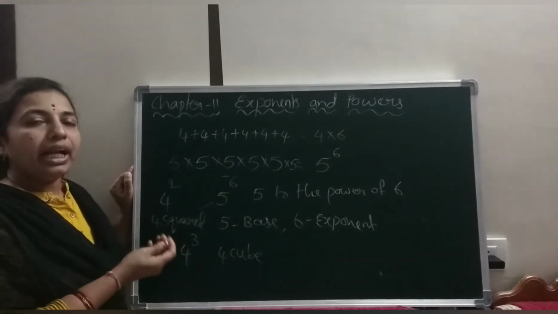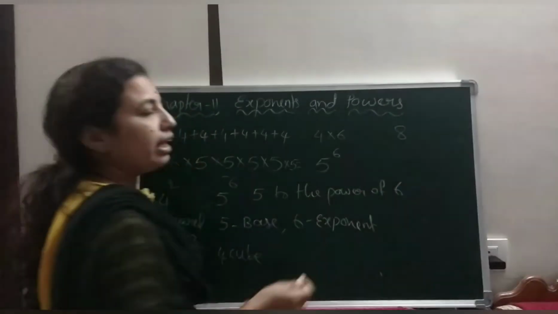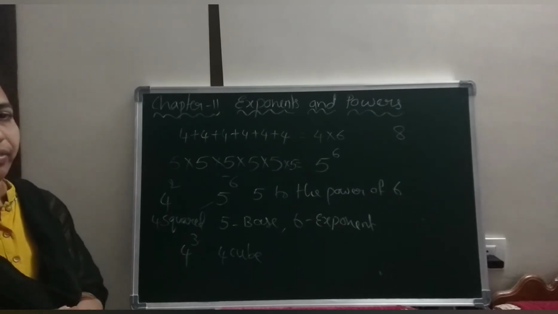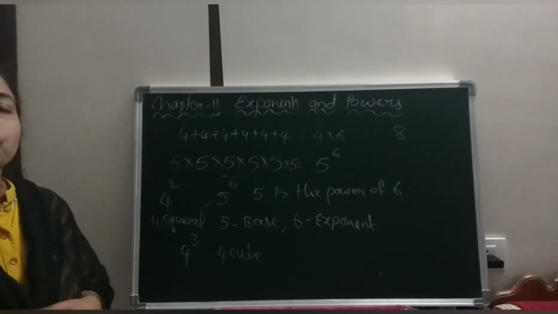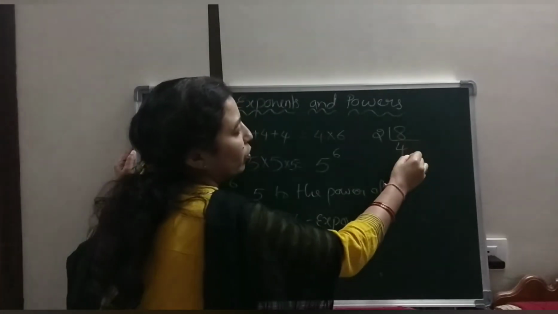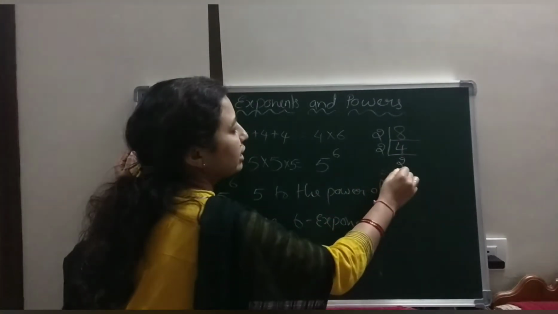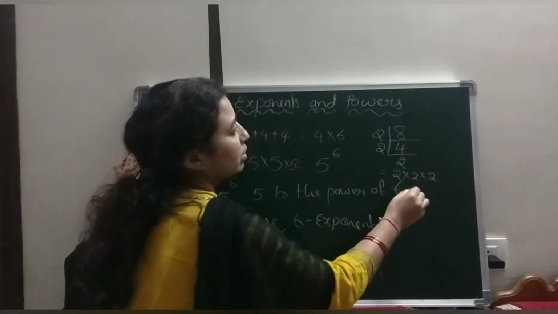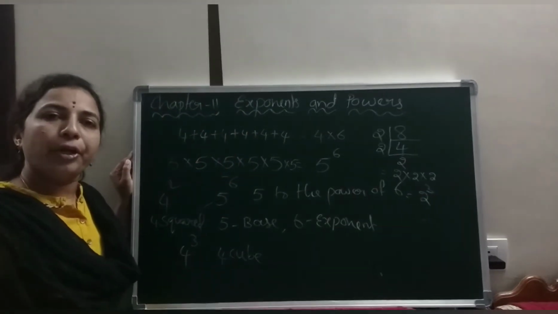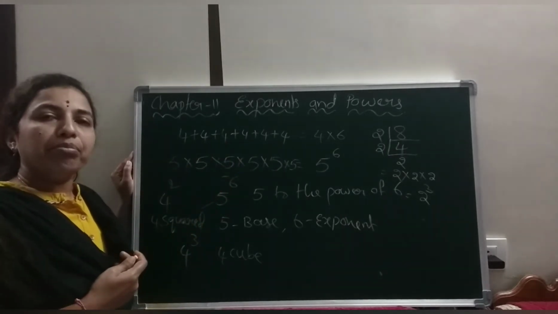Now, when a number is given, see, if I have given 8 and want to write it in exponential form, this is a normal number. How to write that one? For that, simply you should go with the prime factorization. See, 8: 2 fours are 8, 2 twos are 4. Now, 8 can be written as 2 into 2 into 2. How many 2s do you have? 3. So, 2 cube. 8 can be written as 2 cube. So, to write a number in an exponential form, we use the prime factorization method.